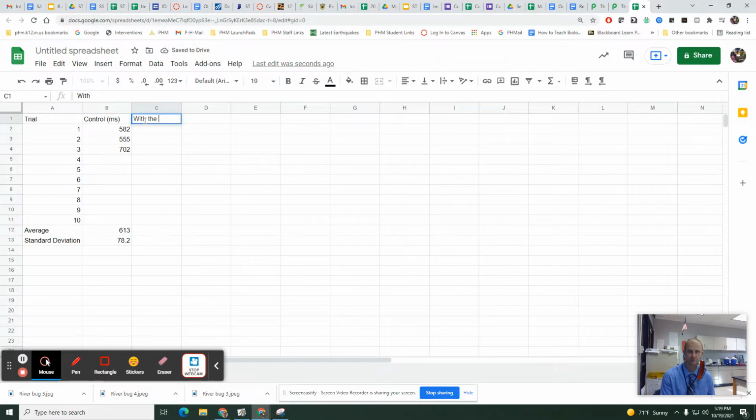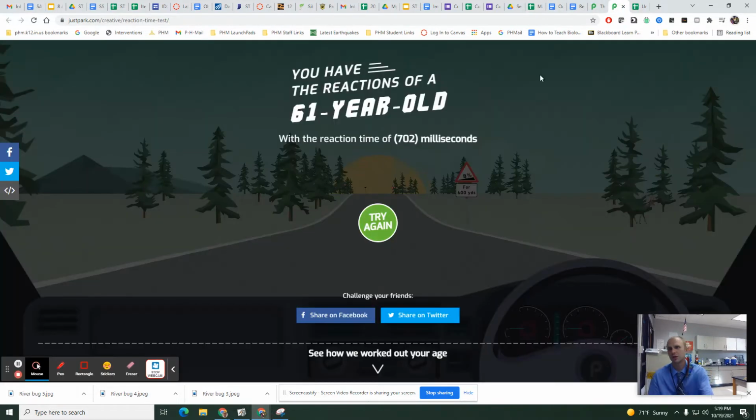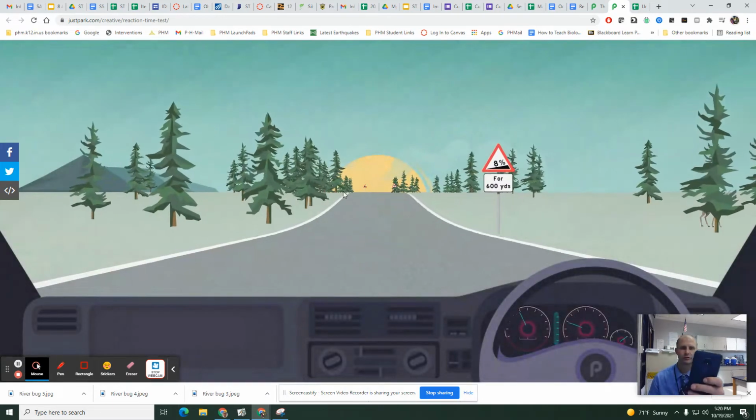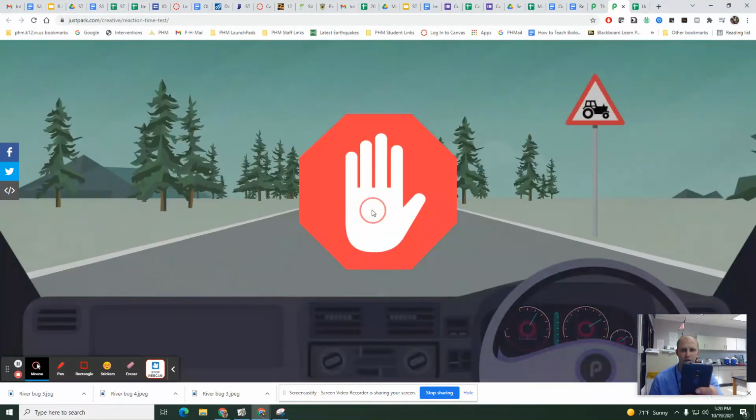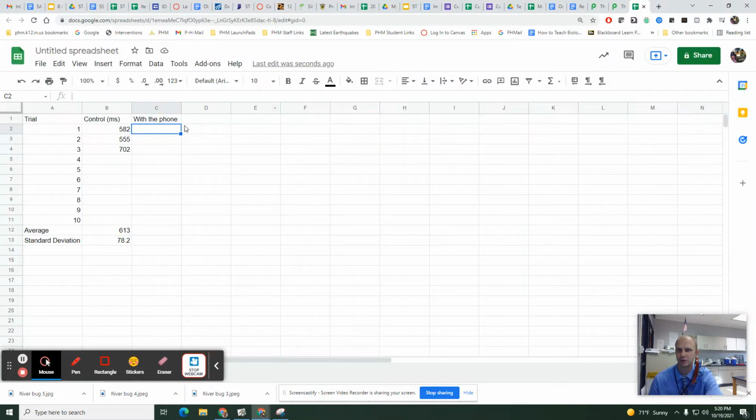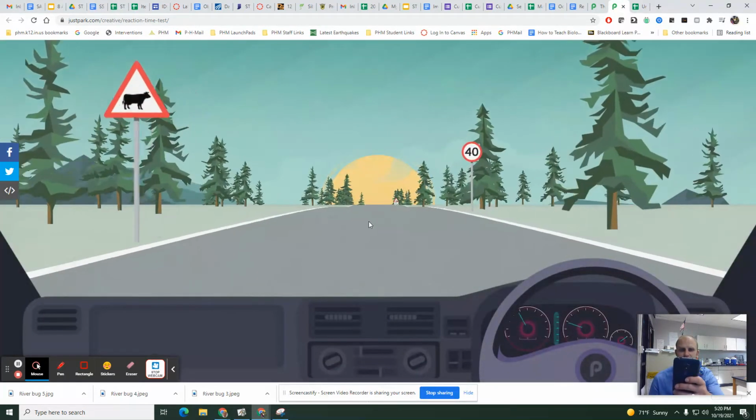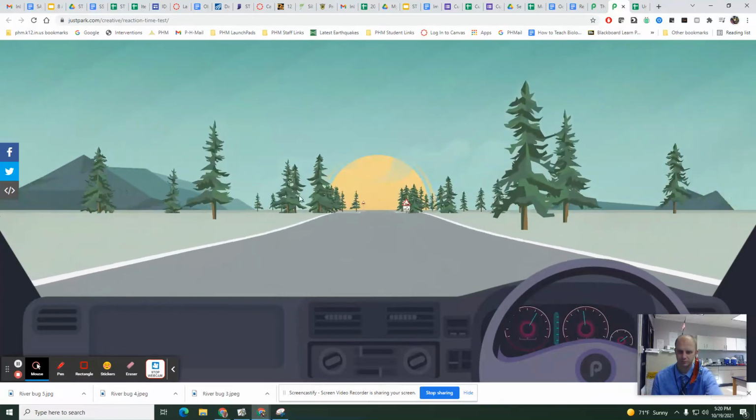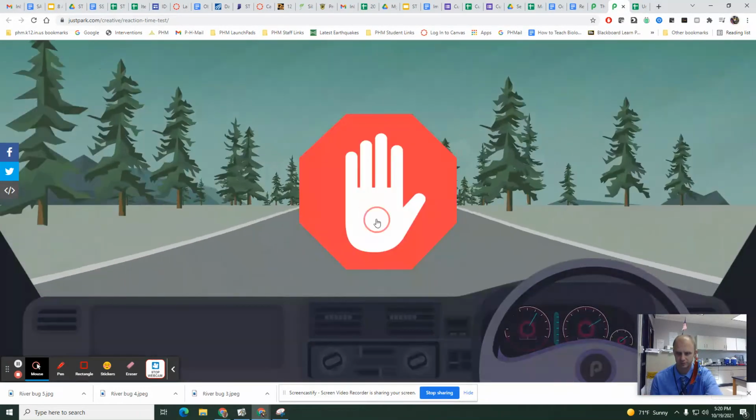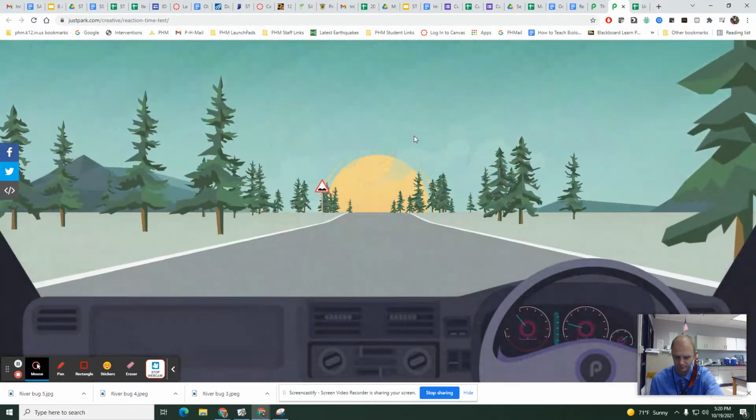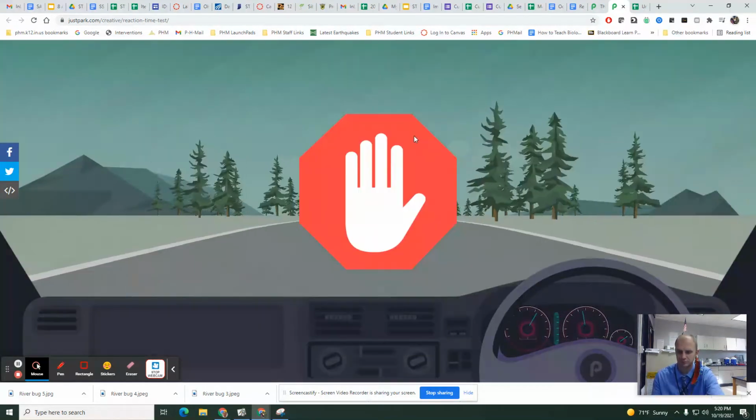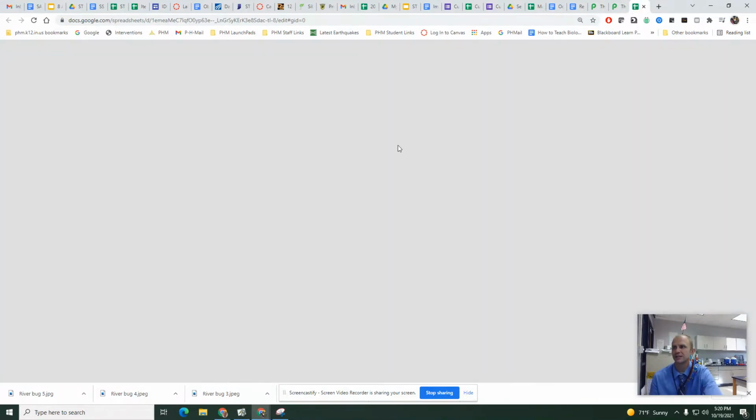Then I'm going to do with phone. So this is my independent variable. I go back over here, press try again, start surfing the web. Okay, surfing the web, checking my emails, and I'm going to click on that when, oh, got it. Okay, 917, so 971 with the phone. Got it. Again. Come on. Got it. 731. Okay, 731. All right, one more time with my phone. Oh, got it. 1379.